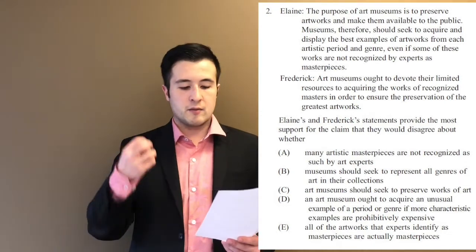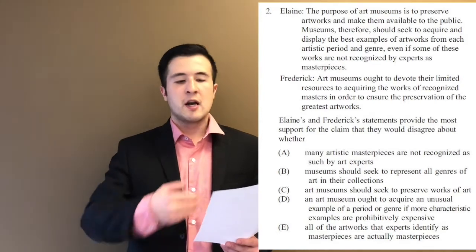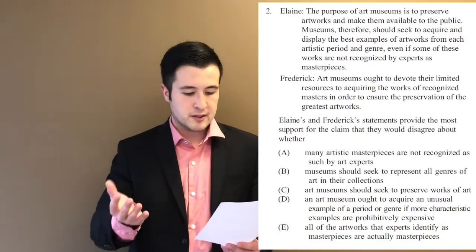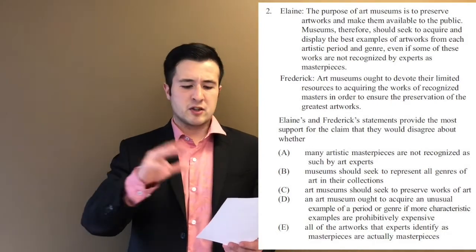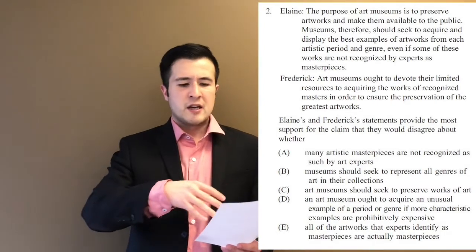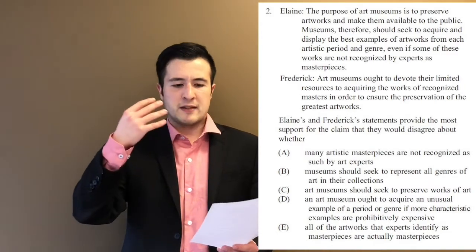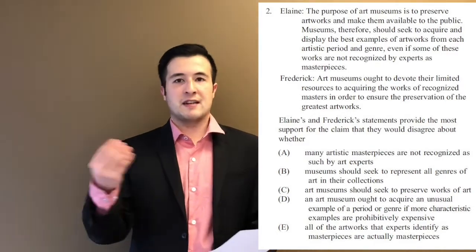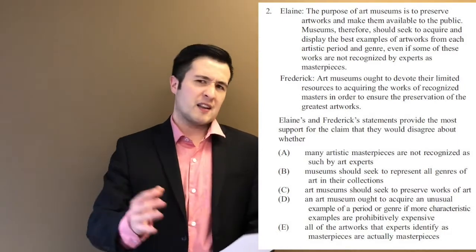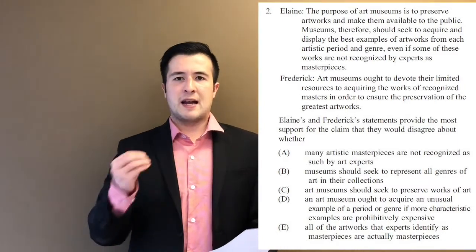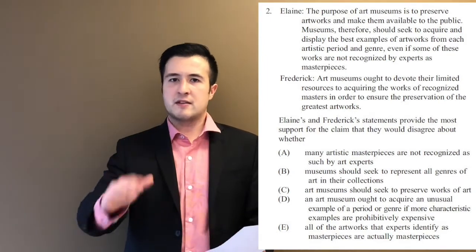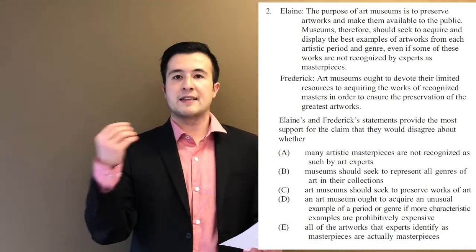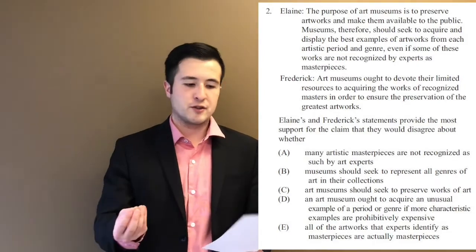Now, C, art museums should seek to preserve works of art. Both Elaine and Frederick clearly agree with that in their arguments, so that's out. D is a bit irrelevant because it talks about unusual examples. No one really talks about whether or not the examples have to be unusual. Elaine just wants the best examples, and Frederick just says that he wants the greatest artwork. No one says anything about unusual examples, so that potential answer has a bit of irrelevancy, so we cross that out. And E, all artworks that experts identify as masterpieces are actually masterpieces.